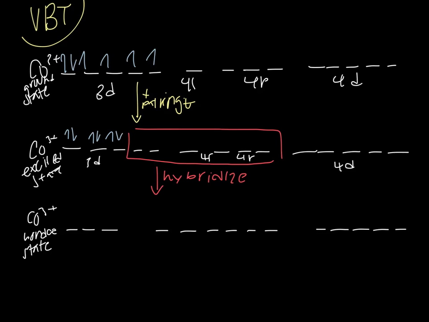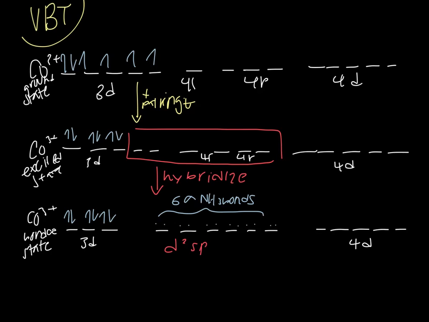The bonded state will give us 6 paired electrons, while the hybridized state would give us 6 sigma ammonia bonds. The shape of the hybridization would be d2sp3. And since we use 2 3d orbitals, it will be an inner d orbital complex.